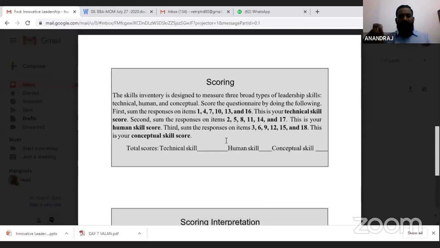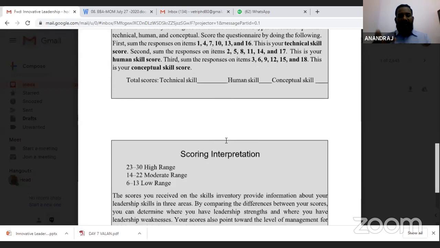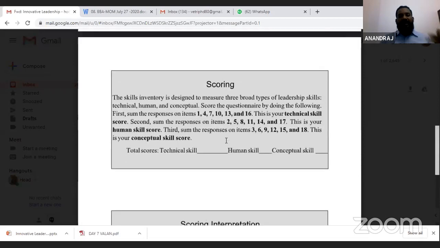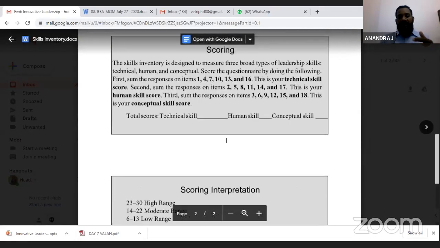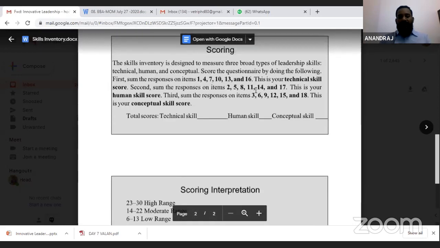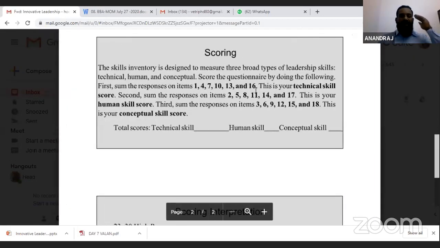After giving your ratings, there is a scoring, how you have to score it, and what the questions are, like question number 1, 4, 7, 10, 13 and 16 are the technical skills score. So now, there'll be a rating also. If you get around 23 to 30, your skill level is in the high range. You are in the top level. Your skills are very high.